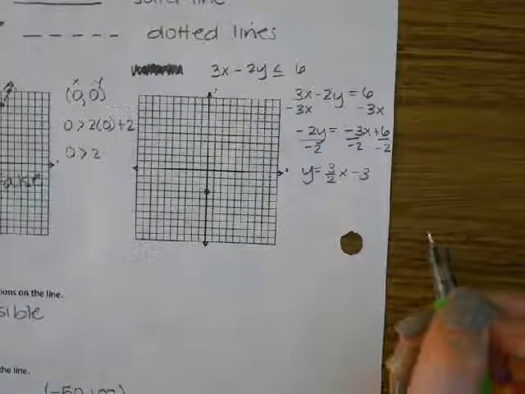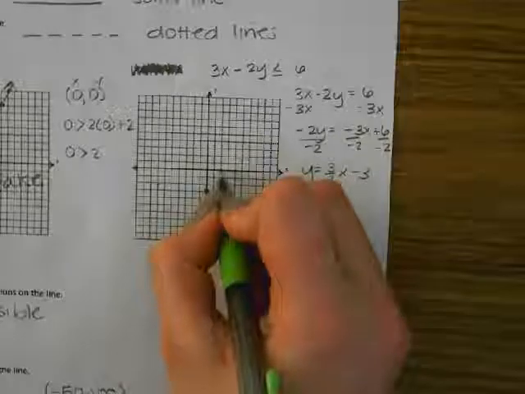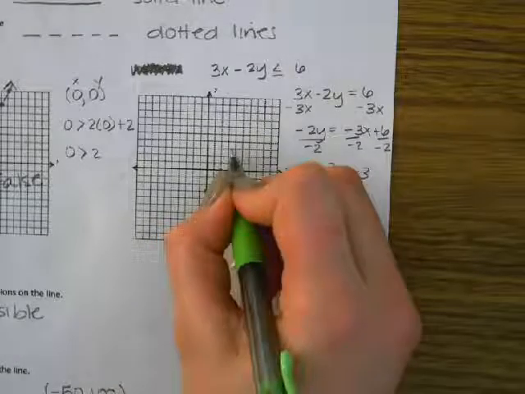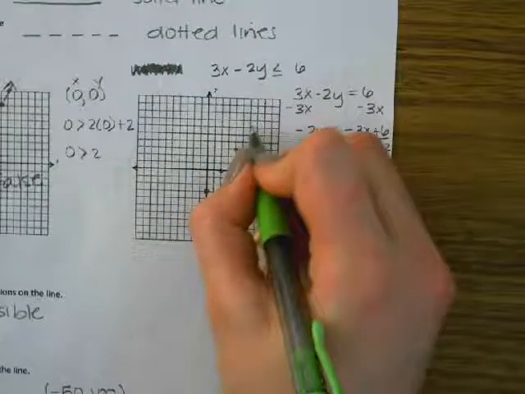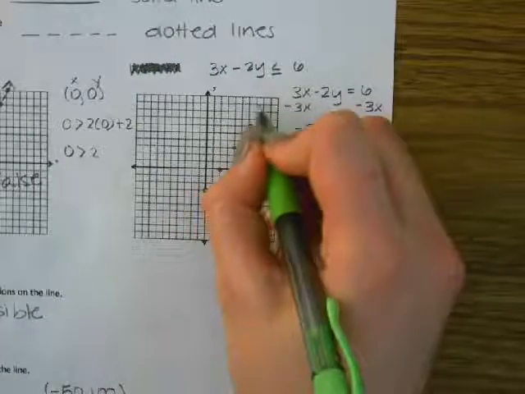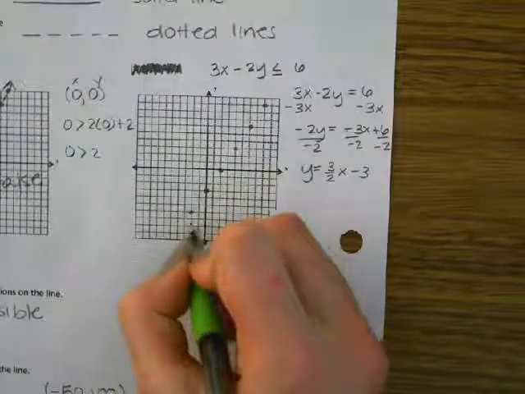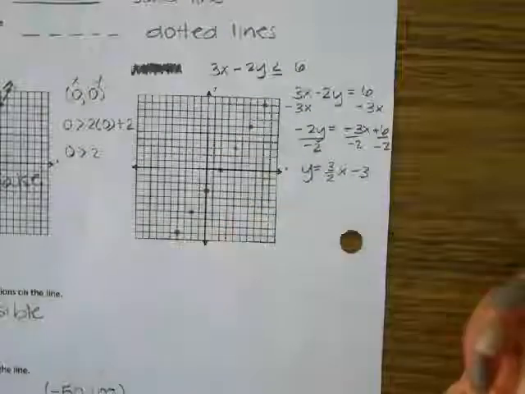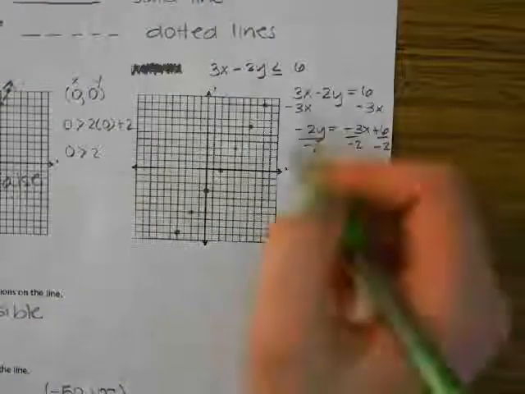And then where do we go from there? Up 3, right 2. Is this going to be a dotted line or a solid line? Solid. Okay.